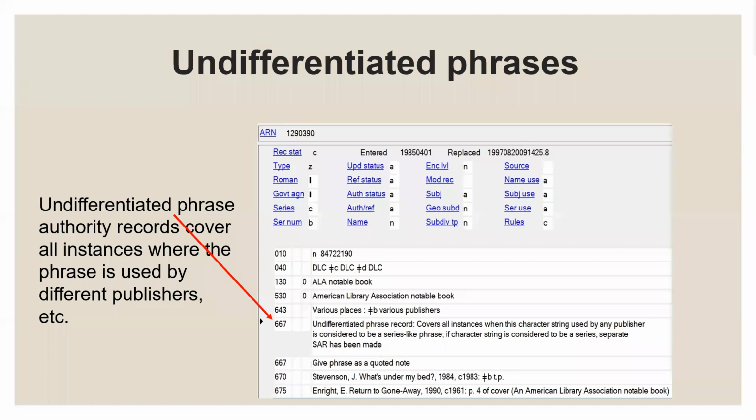Okay, so there's also something in these series-like phrases that says an undifferentiated phrase. I can't say that word very well. Undifferentiated phrase record covers all instances when this character string used by a publisher is considered to be a series-like phrase. If the character string is going to be a series, a separate SAR has been made. So the same thing like we had with the Pinnacle True Crime, it's just telling you that this phrase can be anywhere and this is how you record it. So you would give it as a quoted note.